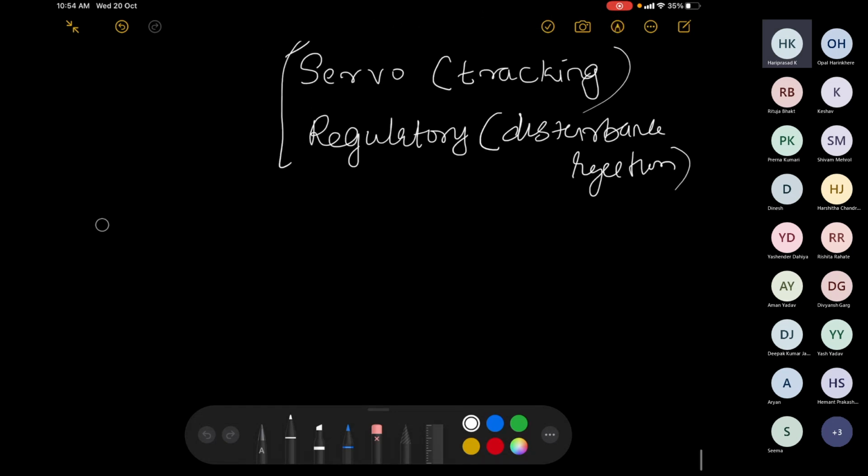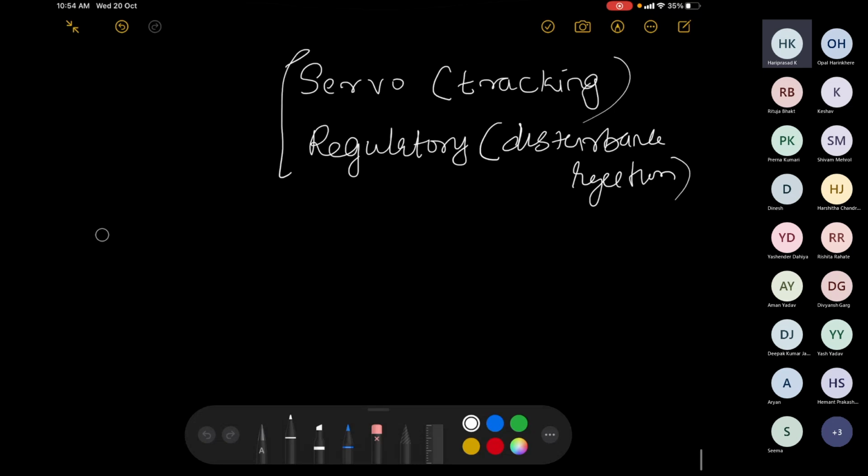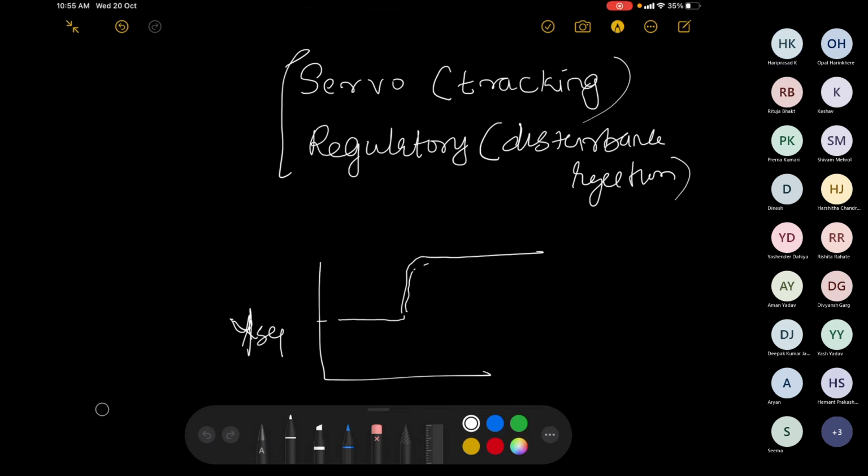So these are the two different categories of control problems that you would deal with. The servo problem, or tracking problem, means that this was the set point, YSP, and then you change the set point. The servo problem essentially means that you have to track it. It was like this, it changed, so you will have to do tracking. This is your YM, this is your YSP.